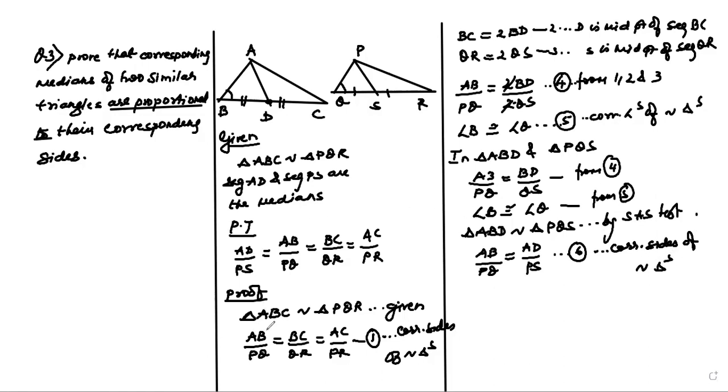And now look at your statement number 1 and 6, children. I think you're getting your answer. This AD upon PS is AB upon PQ, and AB upon PQ is equal to all the ratios. The only thing I have to write is AD upon PS is equal to AB upon PQ is equal to BC upon QR is equal to AC upon PR. Reasoning from 1 and 2. So you can clearly see, children, the ratio of the corresponding medians of two similar triangles is equal to the ratio of the corresponding sides. Okay, very simple question. We go to the next question, children.